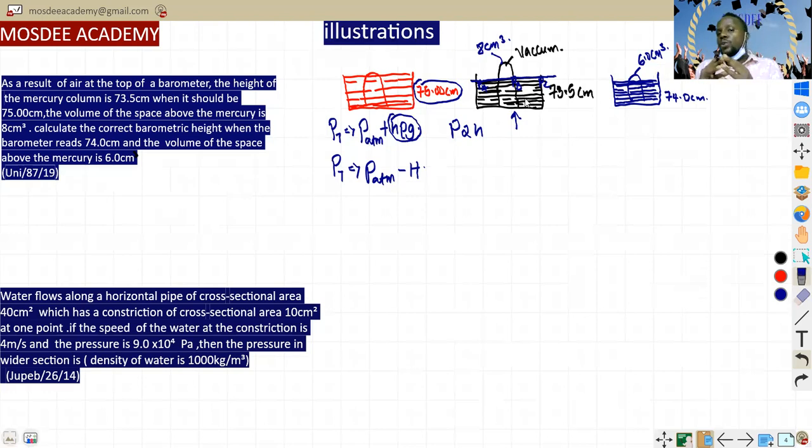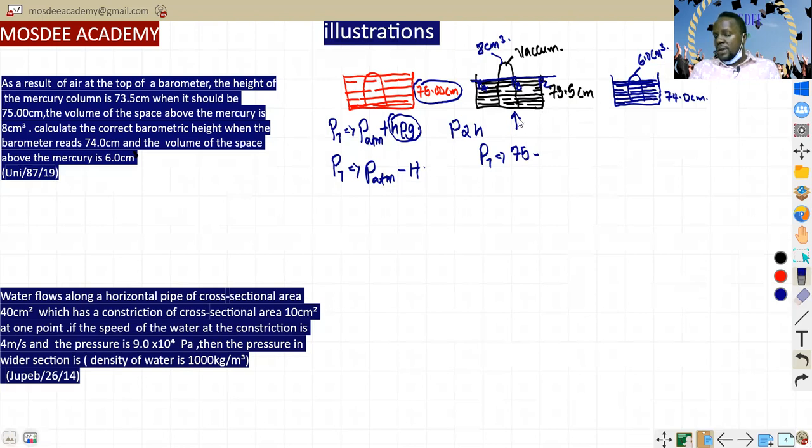So if we want to consider this, what I'm trying to say is that the pressure of this particular substance at this line, which I call a hypothetical line, will equal the atmospheric pressure, which is 75 here. Because when there's no space, the atmospheric pressure was 75, minus what we have here.